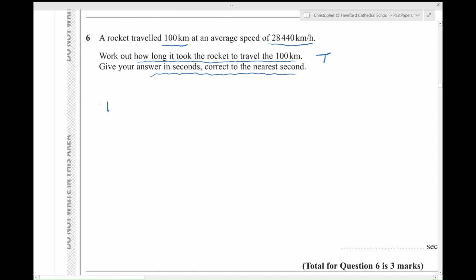Now we know that the time is the distance divided by the speed. And let's not let these numbers put us off. The distance is 100 kilometres and the speed is 28,440 kilometres an hour. So that means that that time is how many hours? Well, if I stick that in my calculator, I get 5 over 1422. So we're dealing with that many hours.